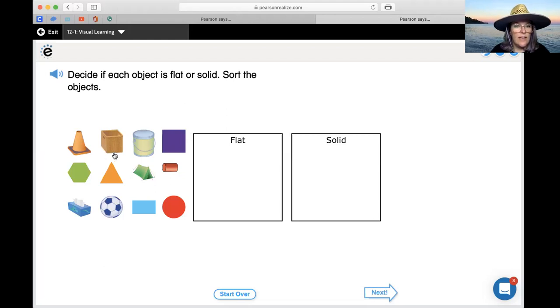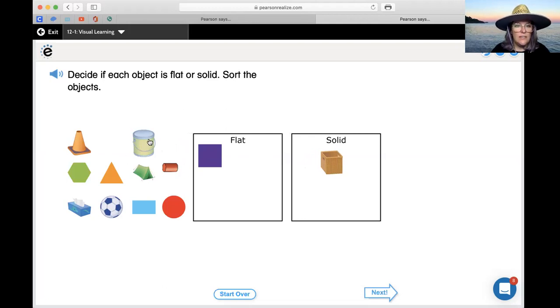But take a look at this cube. It goes side to side, top to bottom, but it also goes front to back. So that goes three ways. So it's a 3D shape. Okay, so if it goes three ways, up and down, side to side, front to back, that is a 3D solid. This square only goes two ways, up and down, side to side, so that is a 2D flat shape. Okay, so 2D is flat, 3D is solid.